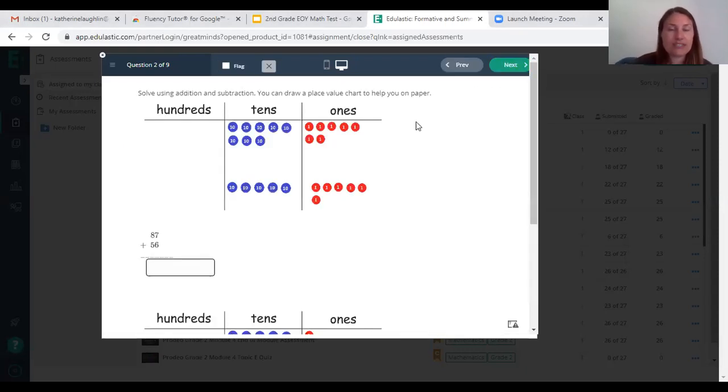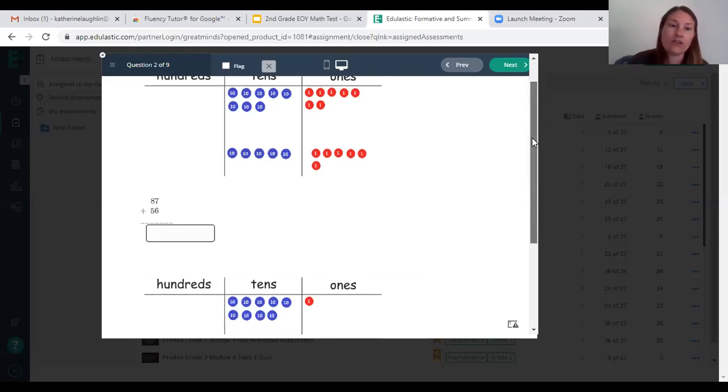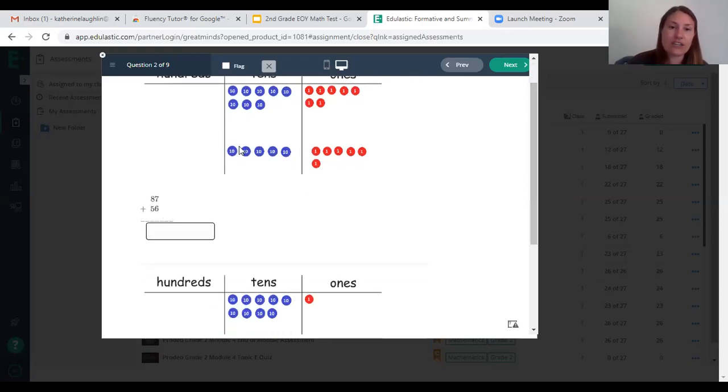For the second problem, it says solve using addition and subtraction. You can draw a place value chart to help you on paper. So if you have pencil and paper at home or anything that you can write on, I recommend drawing this out to help you solve the problem. We know from experience that having a second way to check our work always helps us make sure we get the right answer, okay? So for the first one, 87 plus 56, it's drawn out here for you, but you can also draw it out to double check the work, and then it's lined up vertical. You might want to write that on your paper as well.